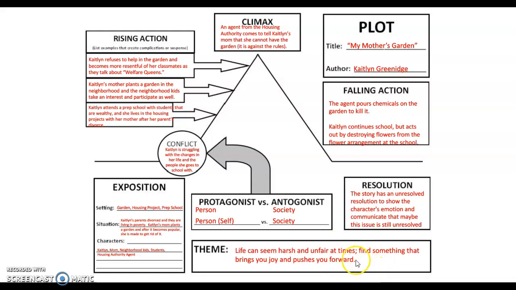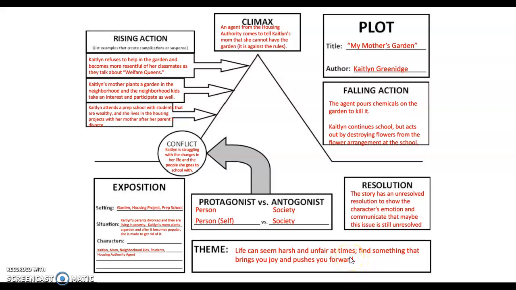Okay, a theme for this text could be life can seem harsh and unfair at times. Find something that brings you joy and pushes you forward. So we see through Caitlin that sometimes life truly is unfair. And in the midst of all that unfairness, I like the idea of finding something that can bring you joy, like Caitlin's mother did with the garden.